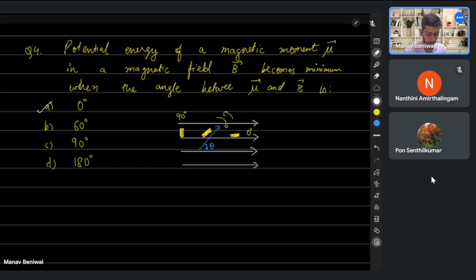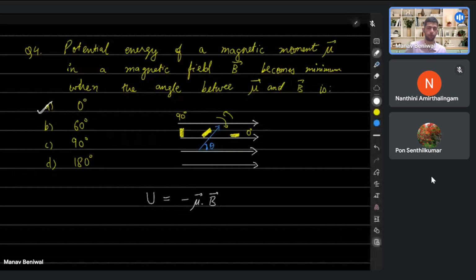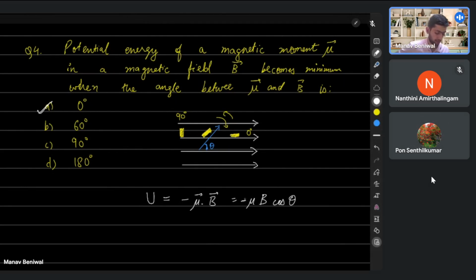Now there is also a formula for potential energy. What is that formula? Do you know? When you have mu and B, the potential energy U is given as minus mu dot B. So this is the formula for finding the energy of a moment. Now we can write the dot product in terms of theta, and this will become the magnitude of mu, the magnitude of B, and cos theta. Yes, and the minus sign is there.